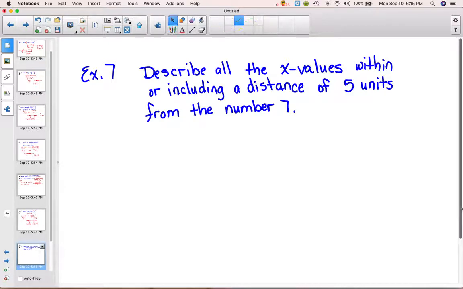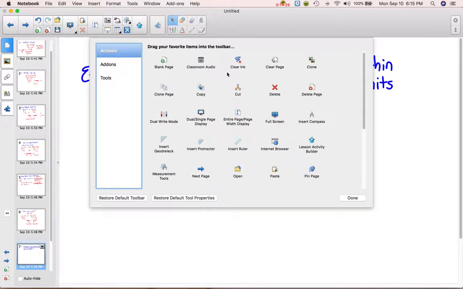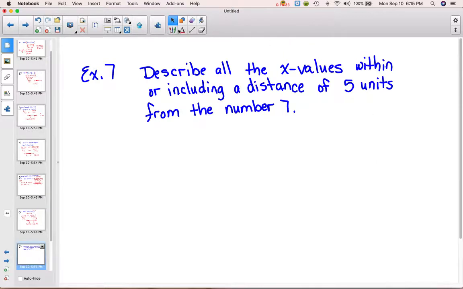Okay, and the last thing I think we're asked here to do is to describe all the x values within or including a distance of 5 units from the number 7. So this time we're basically being asked to write an absolute value expression. And we need within or including a distance of 5 units from the number 7.